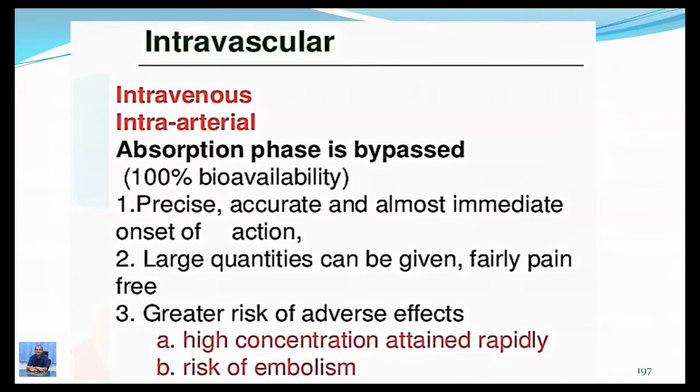Whereas if you administer a capsule of 100 milligram, then depending upon the type of the drug, there may be a chance of only 20 to 60 or 70 maximum percent. The remaining 30% may not get absorbed, it will be excreted in feces. And this is one of the most precise, accurate, with almost immediate onset of action in the case of the intravenous route.